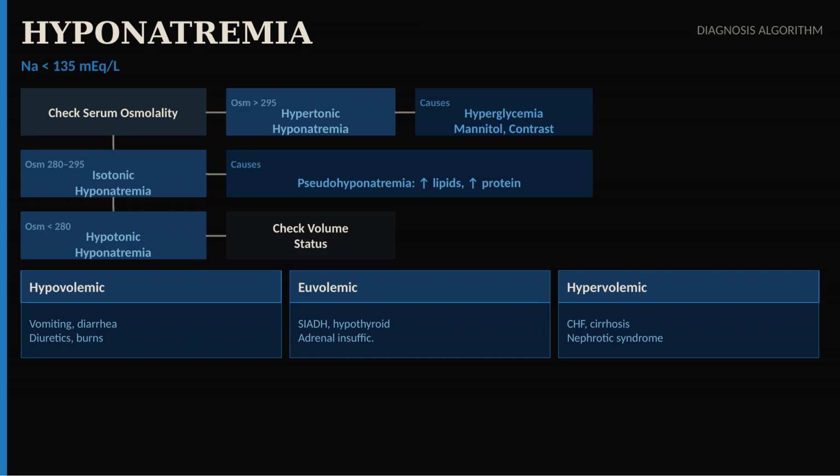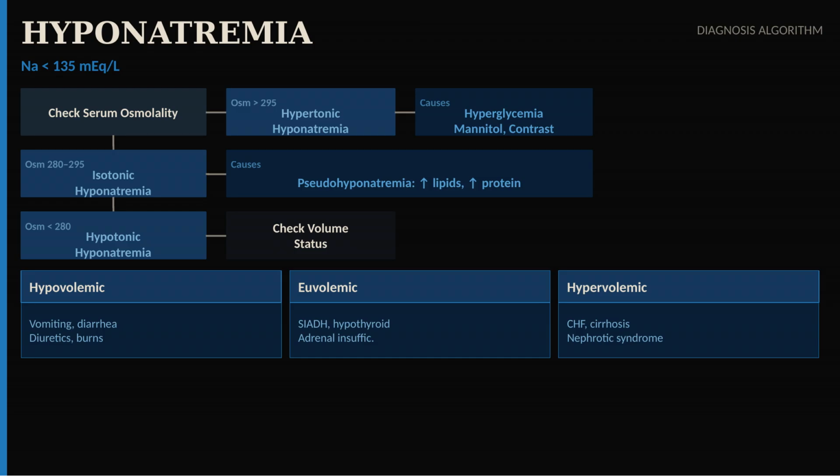You fix the glucose. If osmolality sits in the normal band, 280 to 295, think isotonic hyponatremia, and that's usually pseudohyponatremia from sky-high lipids or protein. It's a lab artifact. We'll see a whole case on this. The real disease lives below 280. Hypotonic hyponatremia, true hyponatremia. And only now do you ask the second question: what's the volume status?